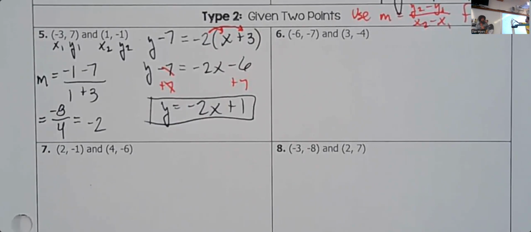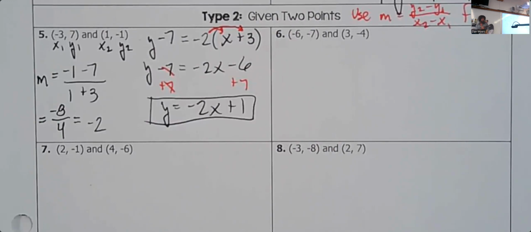So if we were to use this point instead of this one, we would have y plus 1 equals negative 2 times x minus 1. That would be if we used x2, y2 instead of x1, y1. If we distribute the negative 2, that would be y plus 1 equals negative 2x plus 2. So we're plugging it into point slope form, but instead of using 7 and negative 3, we're using negative 1 and 1. So I'm just showing you the same problem with the other set of points.